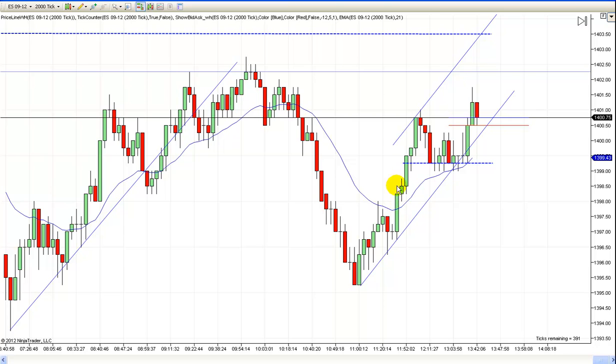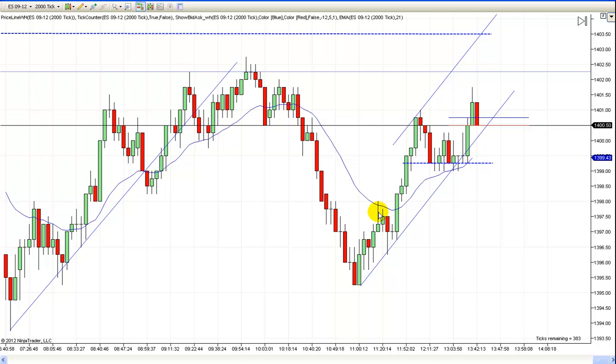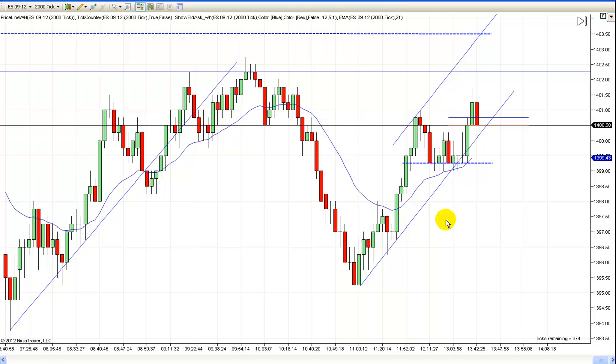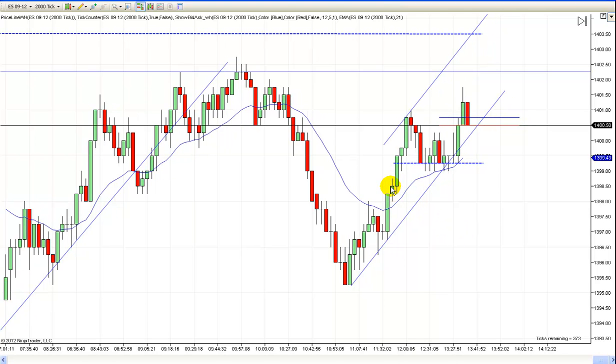But again, I got caught off guard right here, and I let them shake me out of this thing. I almost let them shake me out right here, but I decided to give it some more room. And then when we had this little doji right here, it really struggled. It jumped up there several times, and they beat it back down. And I let them shake me out right there, and I took my profit right here, unfortunately. And so I missed that nice little move.